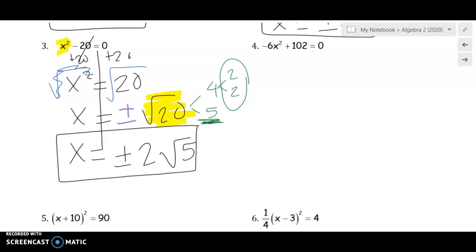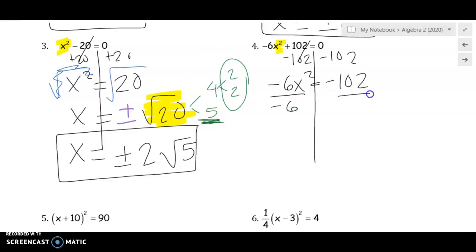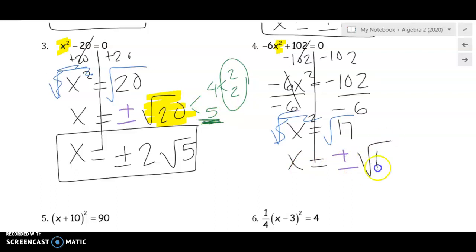Okay, let's get a little bit more challenging. I need to isolate x squared, so I have a lot of stuff around it. I need to move by subtracting the 102. So I have negative 6x squared equals negative 102. Then I need to divide by negative 6 so that I have x squared equals, and I think that should give me 17. And then I square root both sides. That's going to give me x by itself. I need to have my plus or minus, and then square root of 17.